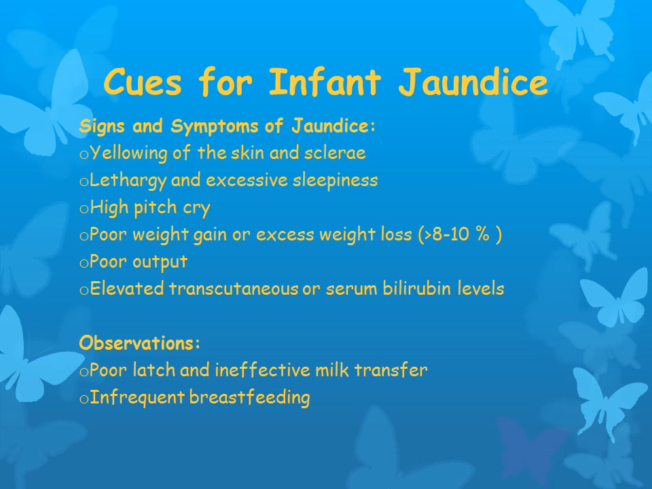The signs and symptoms of jaundice include yellowing of the skin and sclera, which usually appears first in the face and then will move down the body to the chest, abdomen, arms, and legs, lethargy and excessive sleepiness, a high-pitched cry, poor weight gain or excess weight loss, poor output, and elevated transcutaneous or serum bilirubin levels. It is also important to observe the mother-infant dyads for cues of the cause of jaundice, such as poor latch and ineffective milk transfer, and infrequent breastfeeding.